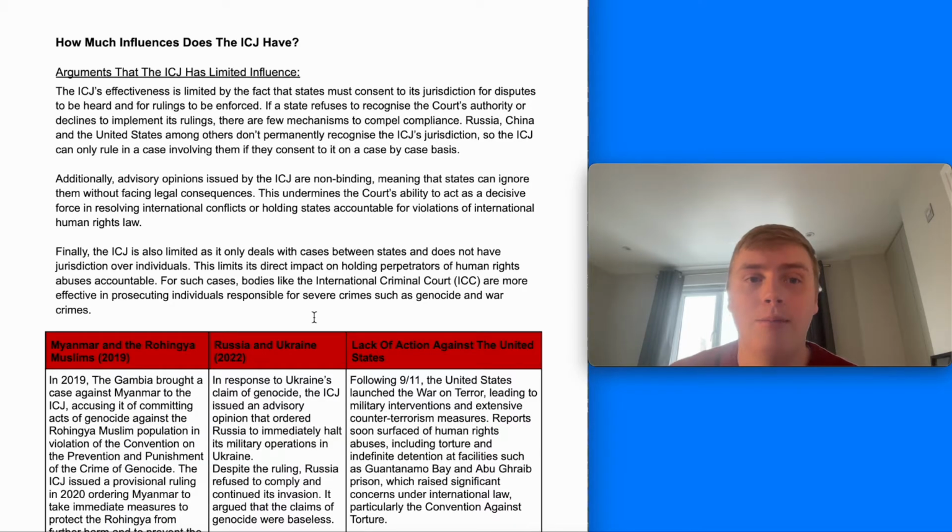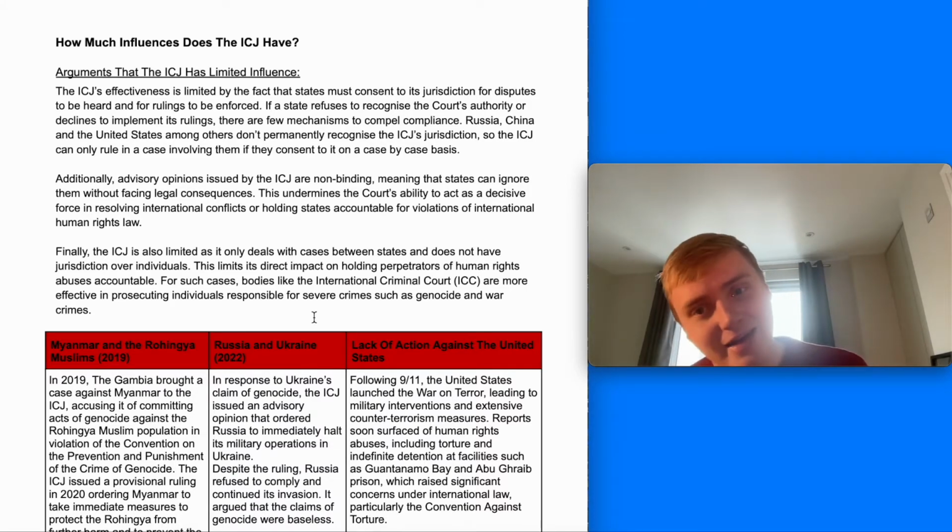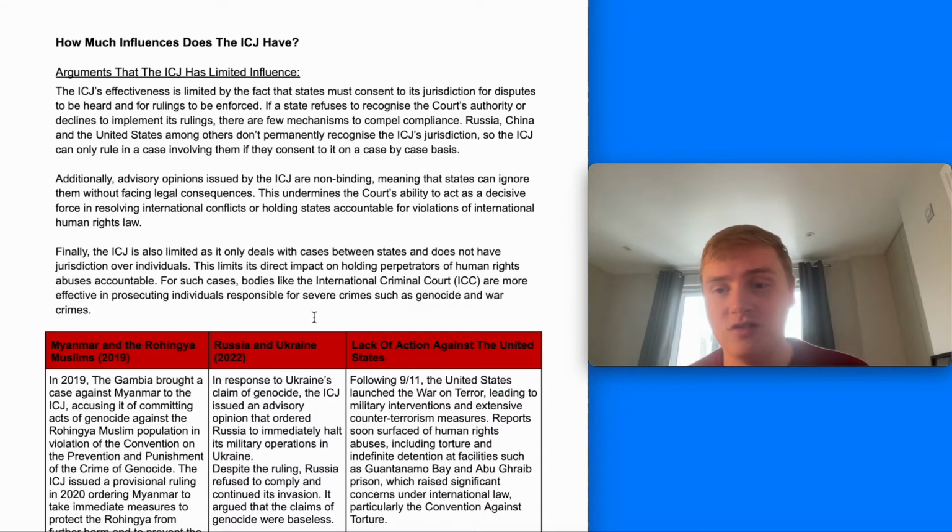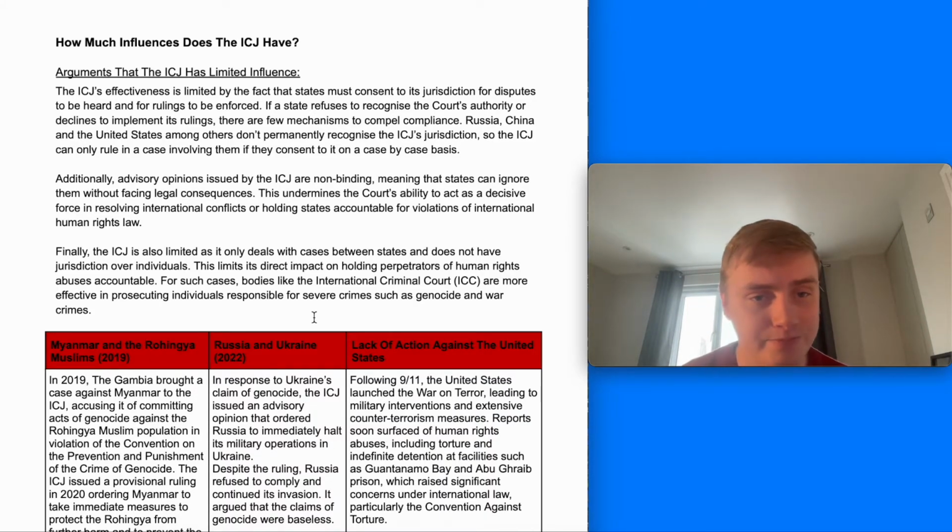There isn't a global police force, and there are very few mechanisms, because of that lack of a global police force, to compel compliance. So Russia, China, and the United States, the most powerful states in the world, among others, don't permanently recognise the ICJ's jurisdiction. So the ICJ can only rule in a case involving them if they consent on a case-by-case basis. And if it's a case where they're being accused of human rights abuses or of breaking international law, they're very unlikely to.